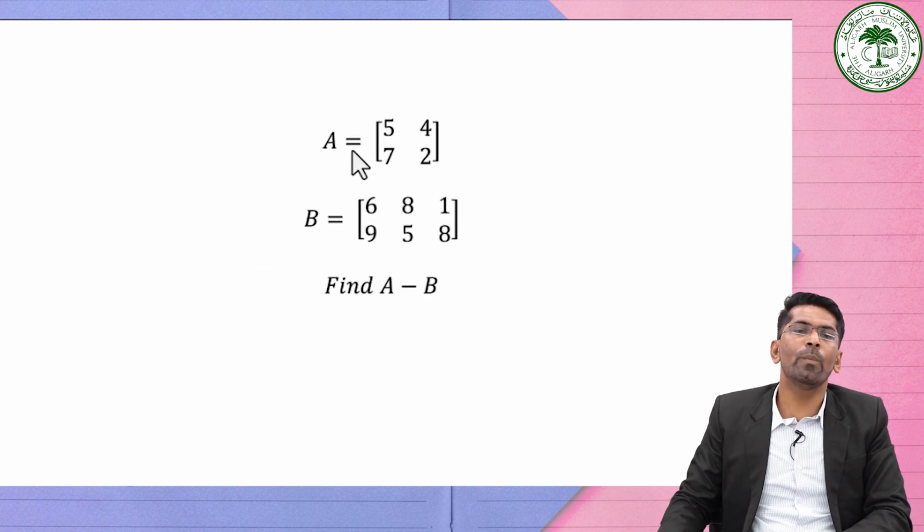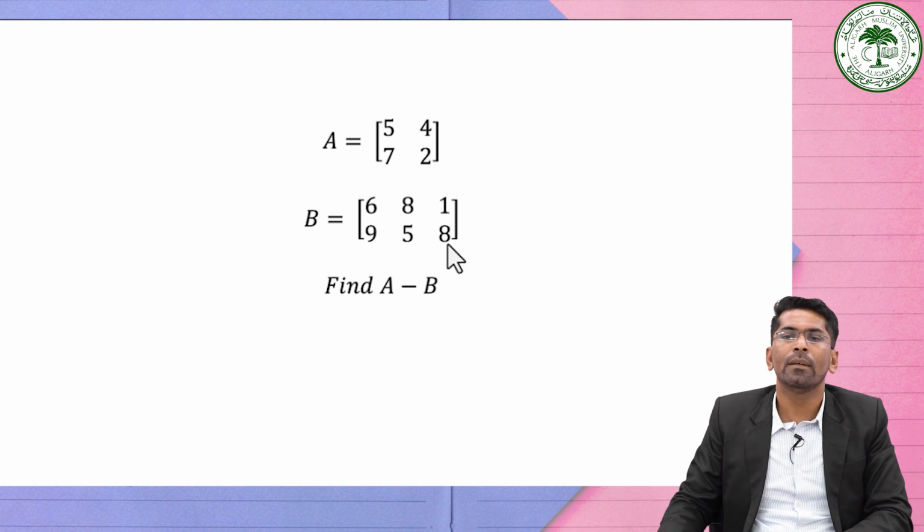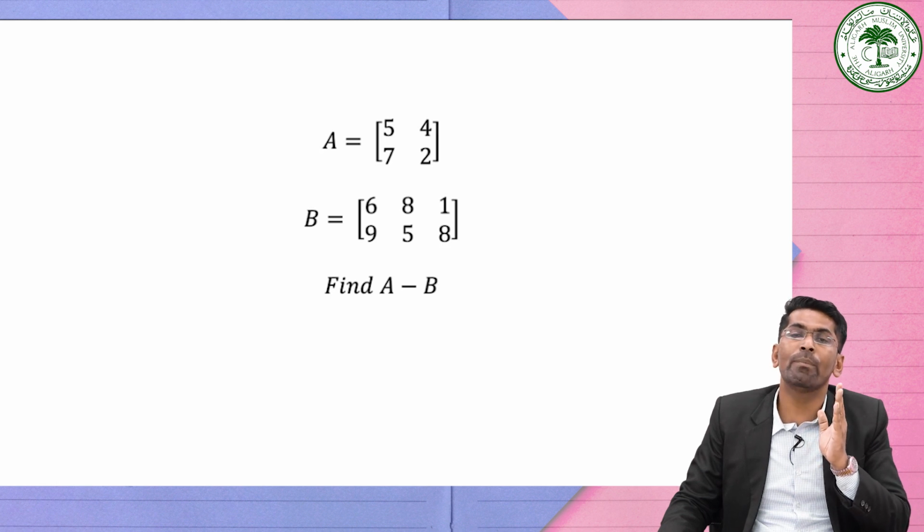Now consider another two matrices, that is matrix A 5, 4, 7, 2, and matrix B 6, 8, 1, 9, 5, 8. See here, is this matrix subtraction possible? No. In this case matrix A has dimension 2 by 2. We have 2 rows and 2 columns. And matrix B has dimension 2 by 3. We have 2 rows and 3 columns. So since the number of columns is different between the two matrices, we can say that matrix subtraction is not possible.